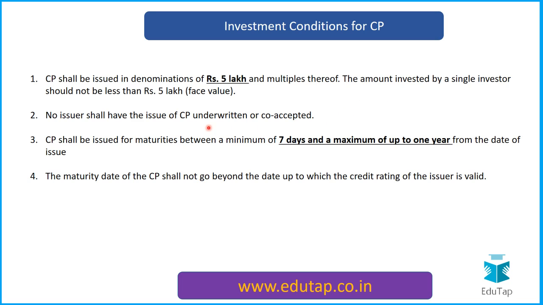No issuer shall have the issue of CP underwritten. Underwritten means that in IPOs, when companies issue equity, there is a concept of underwriting. So the underwriter will guarantee that it will buy at least 90% of the shares of the company if people are not interested in that. But no such underwriting is allowed in the issue of commercial paper. Just remember that. This is again important.